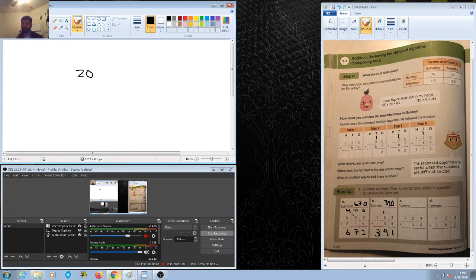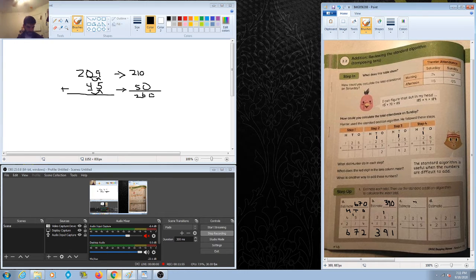So 209 plus 45. Okay. So this is going to round to 210 because this 0 is the digit in question. It's going to round up, and then 45 is going to round up to 50. So 210 plus 50 is 0, 1 plus 5 is 6, and bring down the 2. So our estimation should be about 260.